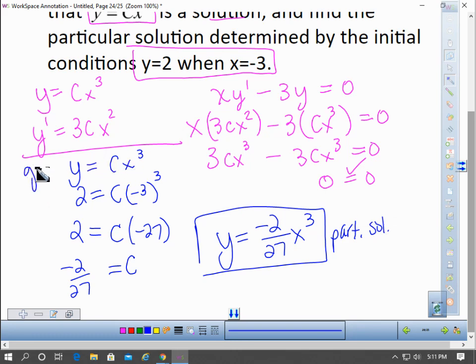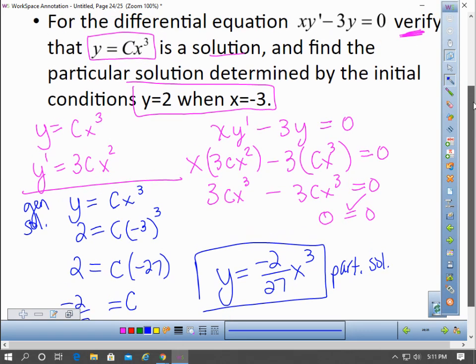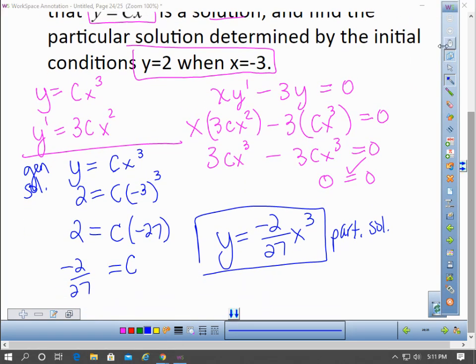This was the general solution, remember. The general solution always has your constant in it, and then your particular solution is when you substitute in a specific coordinate to solve for c, and that gives you the specific equation with that specific c value. All right? So I think we did all that one. Find the particular solution determined by the initial condition.